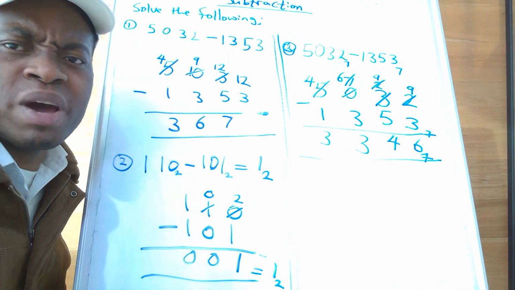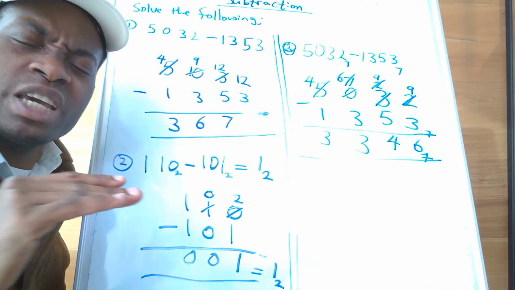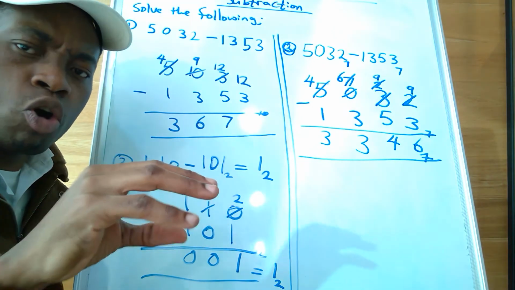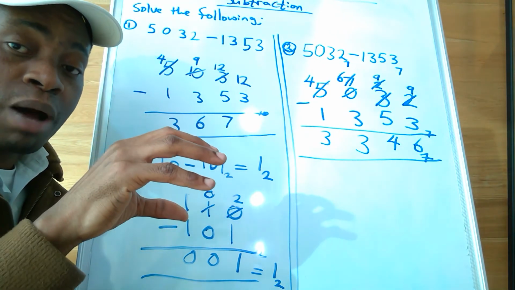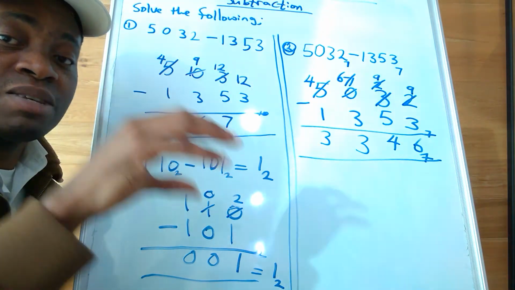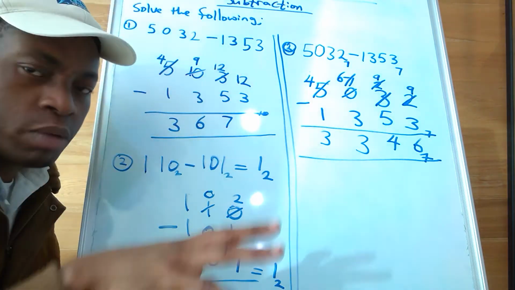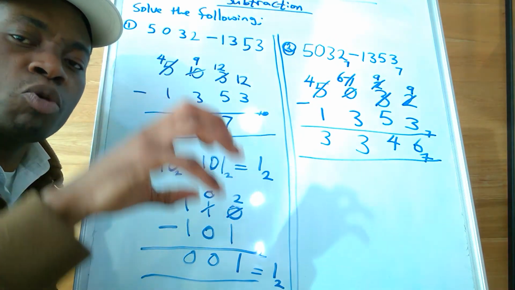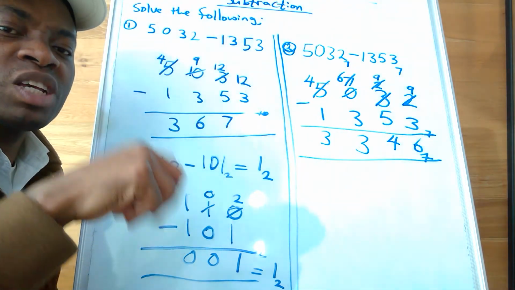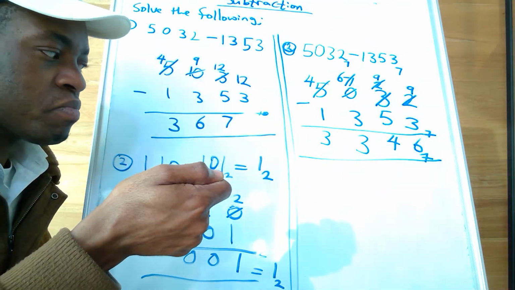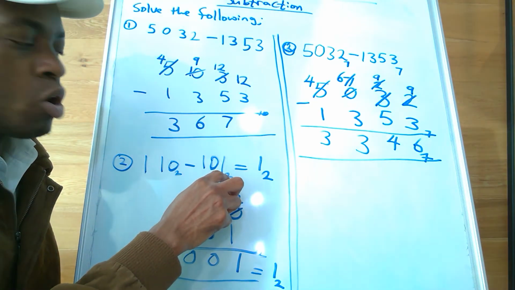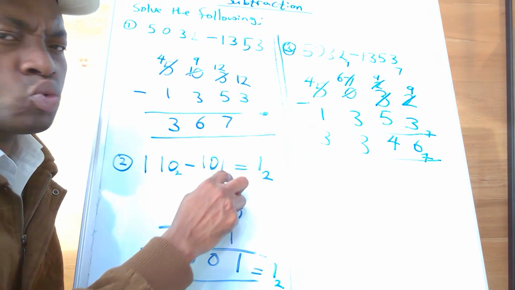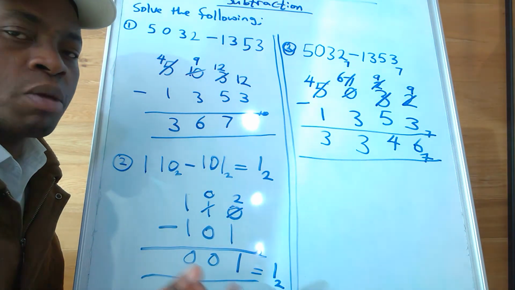So form questions by yourself. Just remember that in any base, the figures in the number must not be more than the base. It must be lower than the base. It must not be equal to the base. For example, you can't write 102 in base 2. All the figures here must be lower than 2. So form a question, solve it.